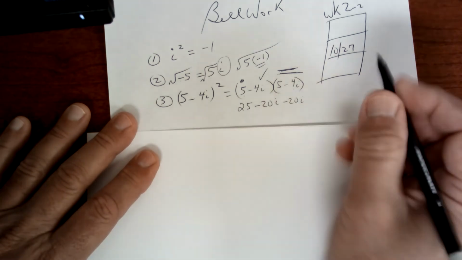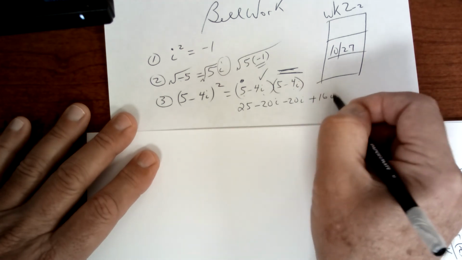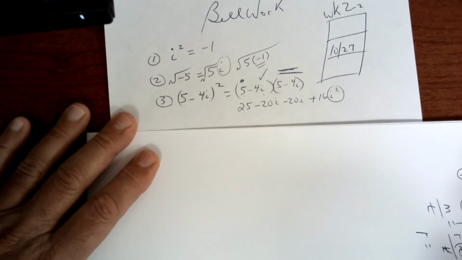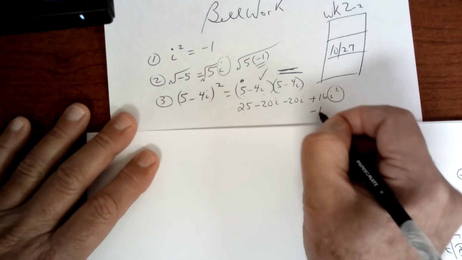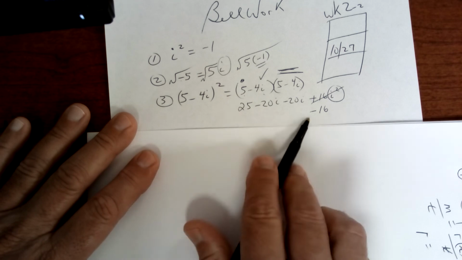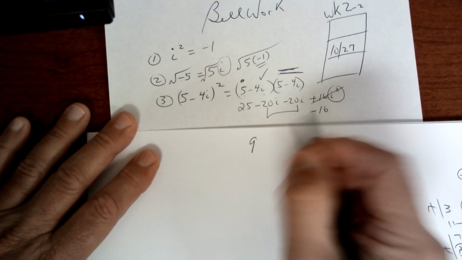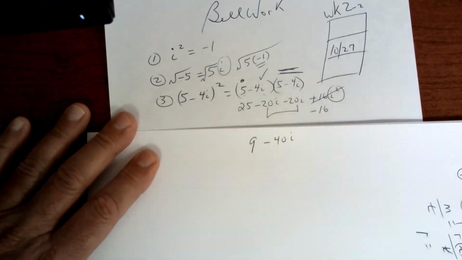And then this right here is going to be a positive 16i squared. We know that i squared is a -1, so that's going to make that a -16. So 25 minus 16, that's 9. This right here is a -40i, and that should be your answer.